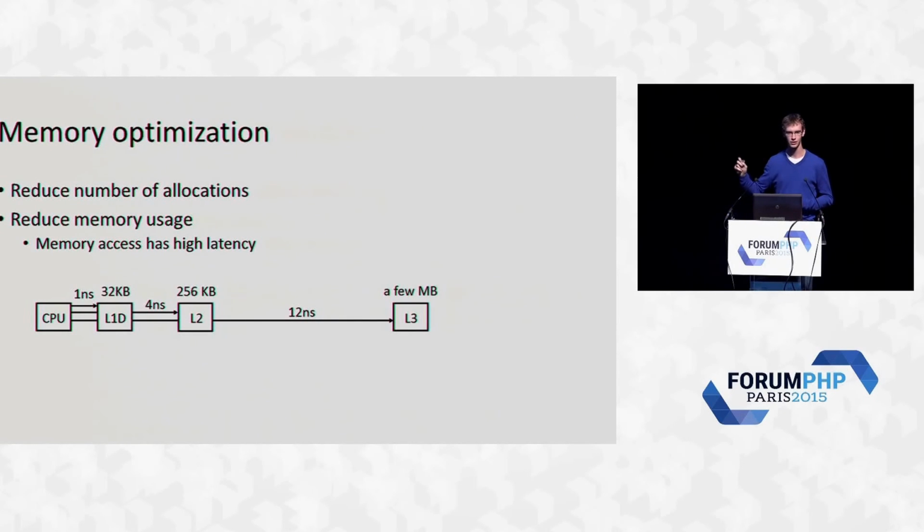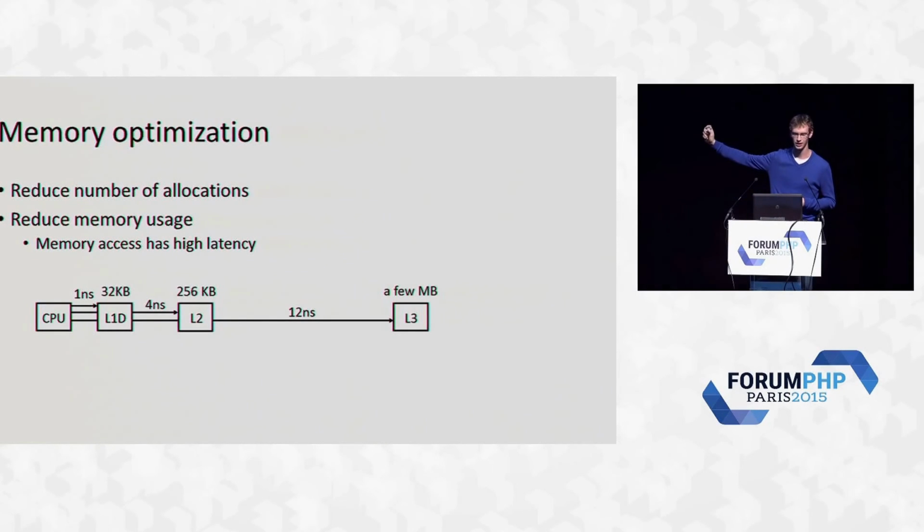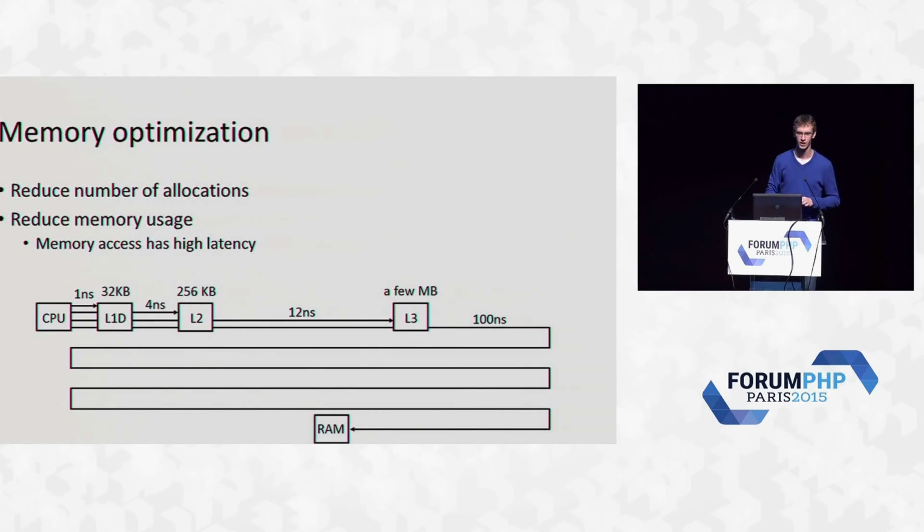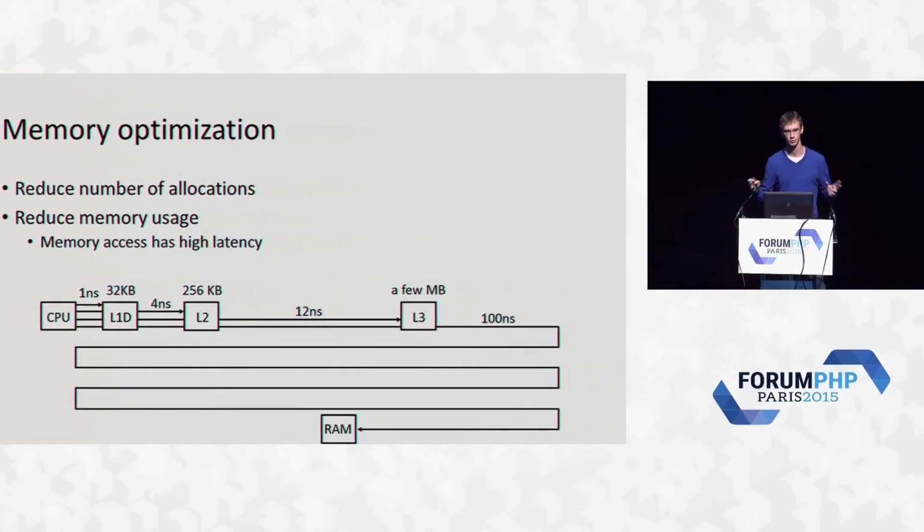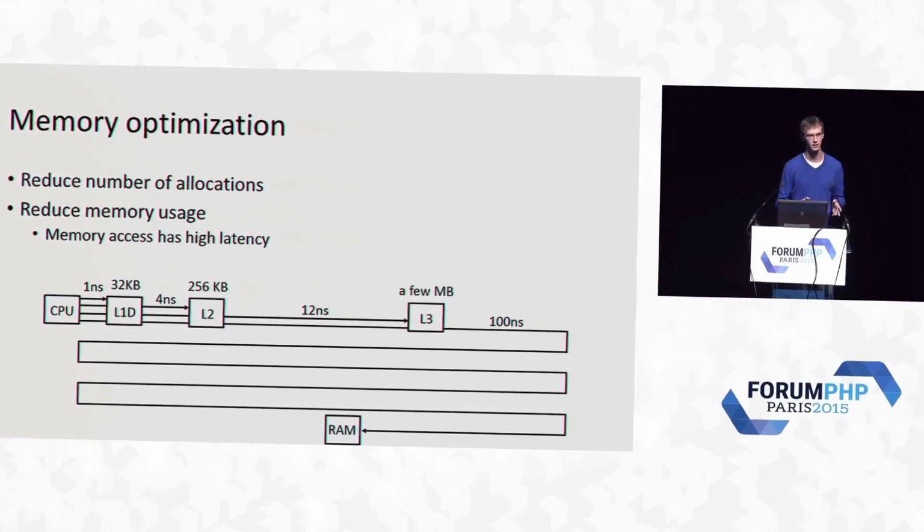And if your data is not in one of these caches, then you have to bite the bullet and do a main memory access. And that looks like this, which is really, really, really slow. There is something like a factor of 100 between a level 1 data cache hit and an access to main memory. And this is the reason why optimizing for memory usage also optimizes for performance, because if you have less data, more of it fits into the CPU cache.